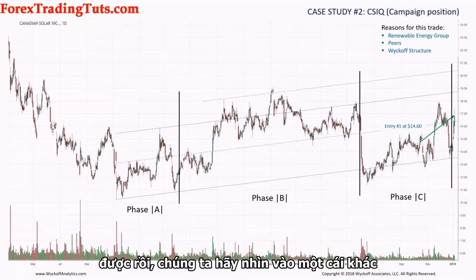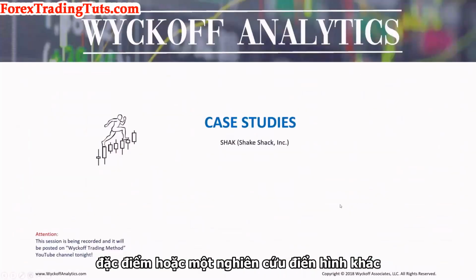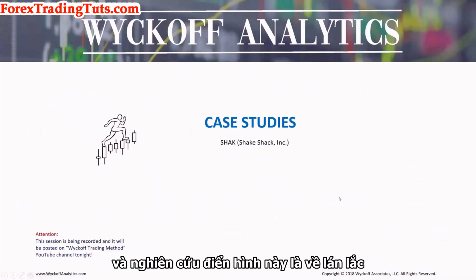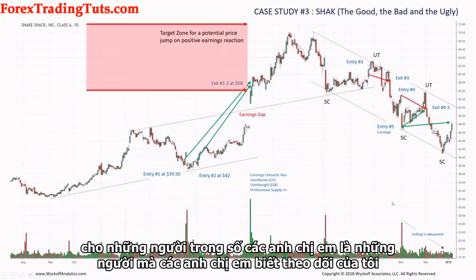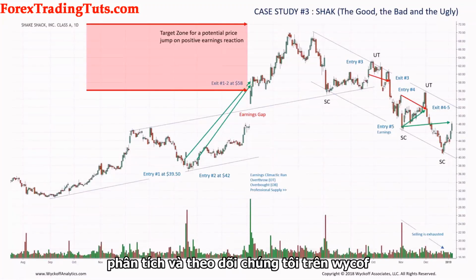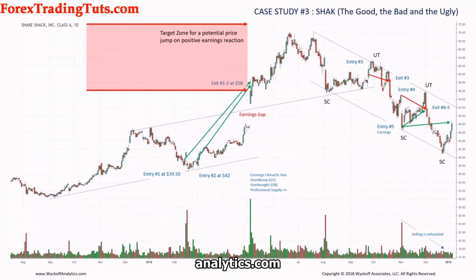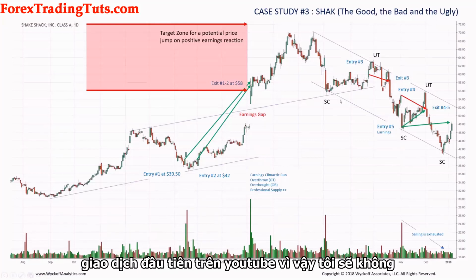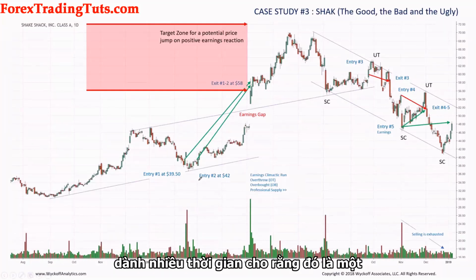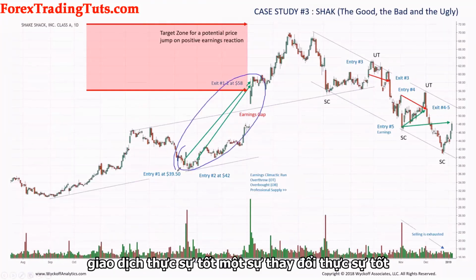All right, let's look at another trade or another case study. And this case study is about Shake Shack. For those of you who follow my analysis and follow us on either wyckoffanalytics.com or presentations that I occasionally give on stockcharts.com, you're probably familiar with this trade that I've done. I also have a description of the first trade on YouTube, so I'm not going to spend a lot of time on that. That was a really good trade, a really good swing trade.